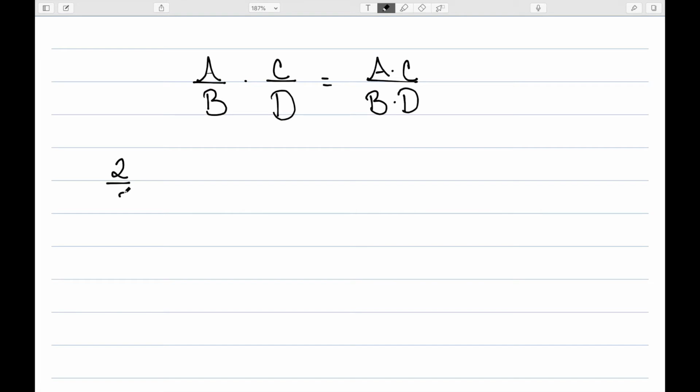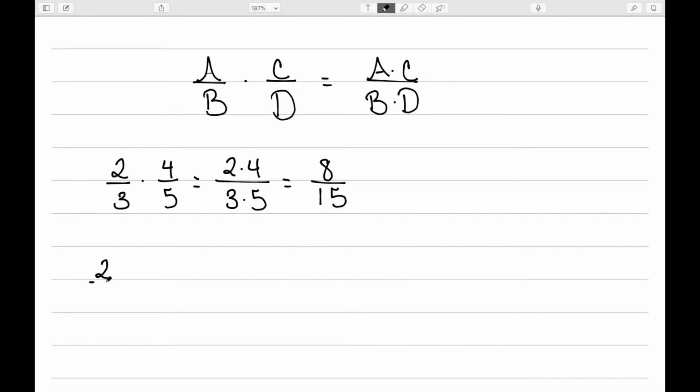Now that we've looked at how to extend our definition of multiplication of fractions, let's look at how to actually multiply fractions. A fraction a over b times c over d is equal to a times c over b times d. So as an example, 2/3 times 4/5, we're going to multiply the top and multiply the bottom. 2 times 4 over 3 times 5. 2 times 4 is 8, and 3 times 5 is 15, so it would be 8 over 15.